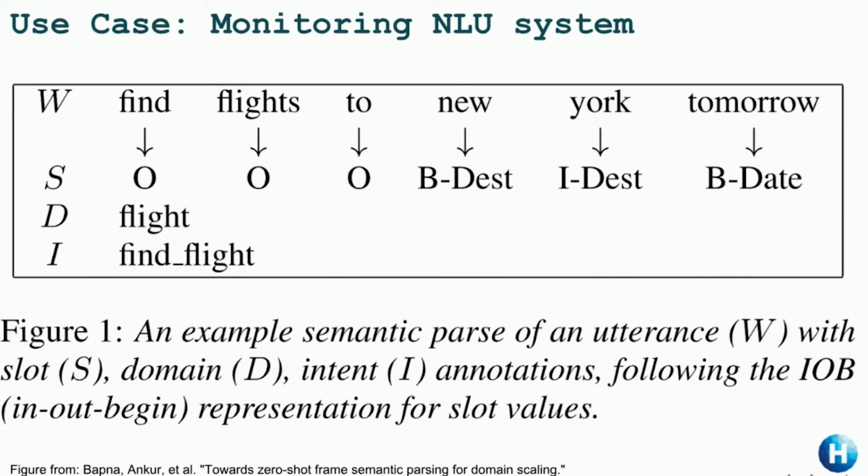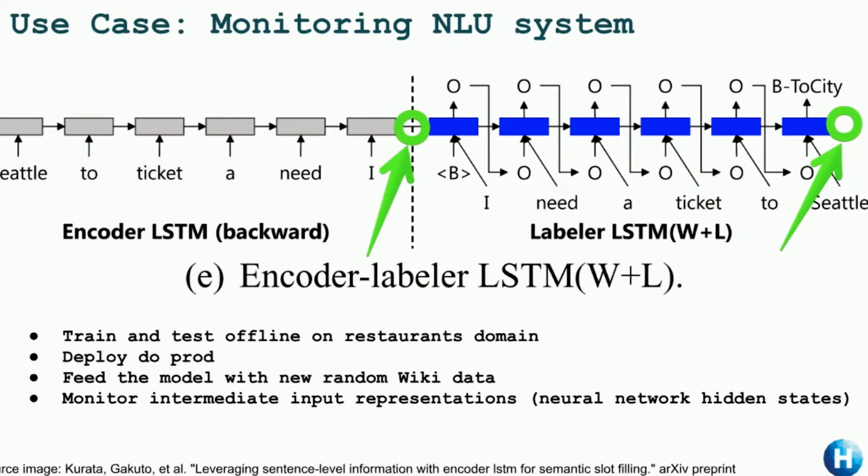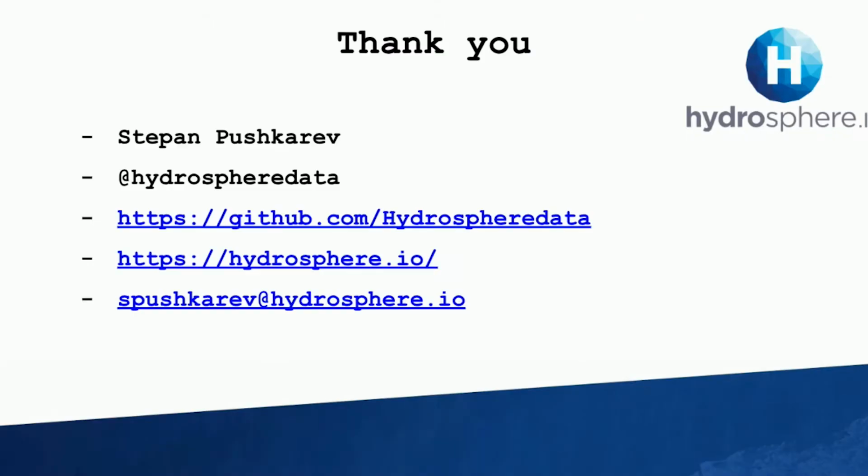Another use case is for text. Classical models for NLU are encoder-decoder. In this case, it's encoder-labeler, and we can monitor the intermediate representation of this, and also detect some drifts or detect new concepts out of that. And in this research, we basically trained the model on restaurants data and then fed that model some random Wikipedia data set.